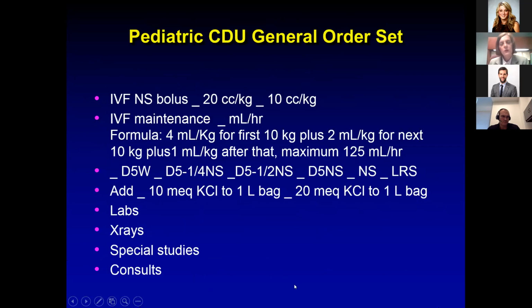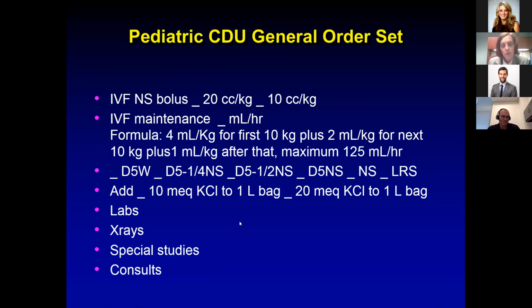All right. So our general order set, you can give boluses. In IV fluid maintenance, we actually have an app or a calculator in the order set where you just put in the weight and it gives you the maintenance fluids per hour. And the max again here is important, 125 milliliters per hour. And check whatever solution you want. These are some of the common ones. And if you want to add potassium, you can, the usual. Usually don't go with 40 milliequivalents per liter per bag. That's a lot. We usually just stay with 10 or 20.